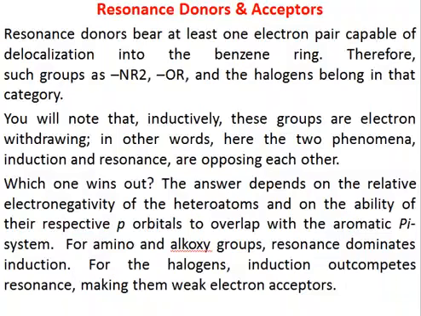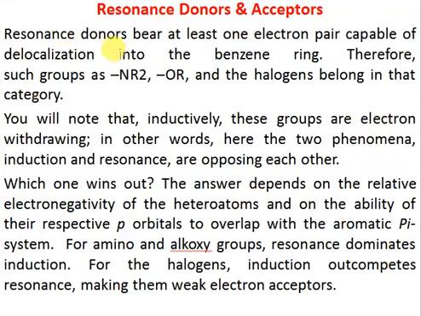Next we have groups which can donate electronic density or accept electronic density with respect to their resonance effect. In order for a group to be a donor with respect to resonance, it is necessary that such a group must have at least one electron pair capable of delocalization. So if any group has to serve as an electron donor with respect to resonance, it is compulsory that it must have at least one lone pair.